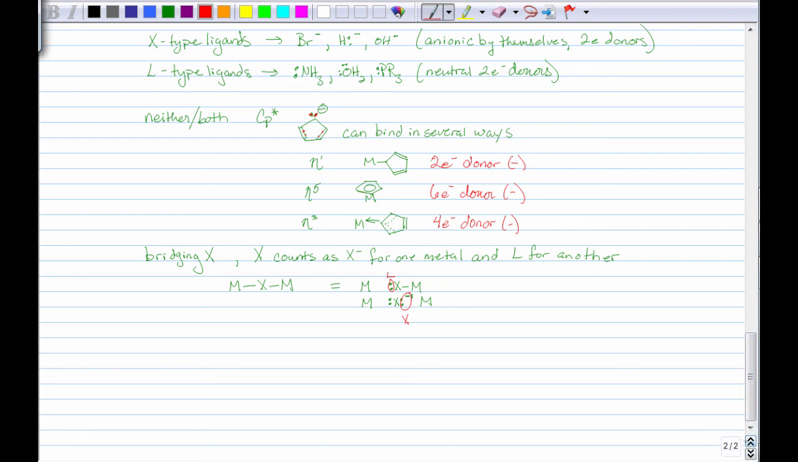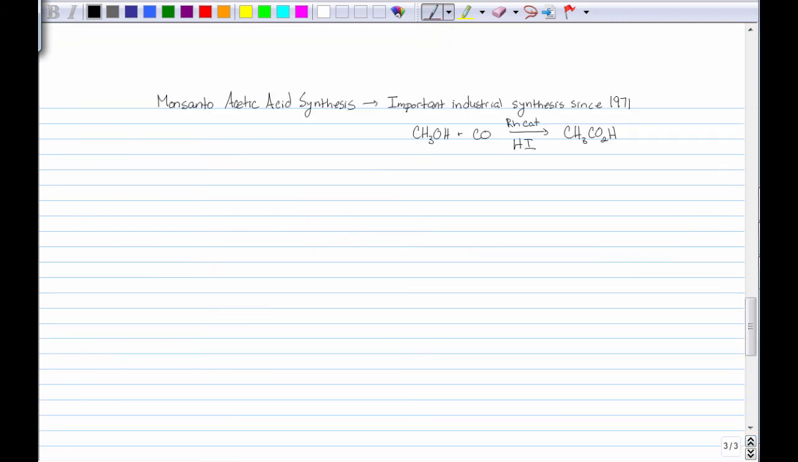I'd like to apply this now to a catalytic cycle. The Monsanto acetic acid synthesis is an important industrial synthesis that's been used since 1971. It essentially just takes methanol and carbon monoxide, and in the presence of a rhodium catalyst and hydrogen iodide, you will get acetic acid. It looks like an organic reaction, but it can also be classified as an organometallic reaction because this rhodium catalyst is actually an organometallic complex.